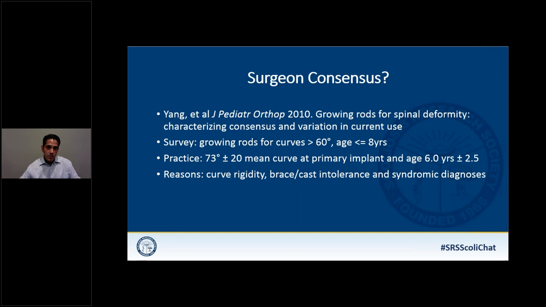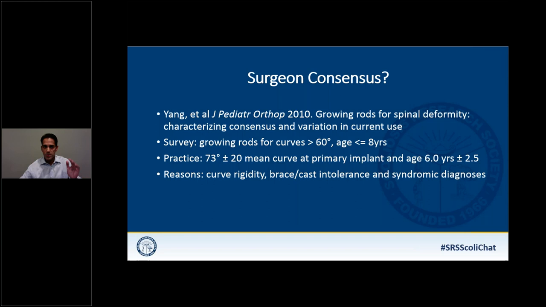But if you look in the database, the average age at first implantation was younger than that, and the curves were bigger than that. And so sometimes we don't get to choose, but the condition chooses for us when casting or bracing fails, or these curves are quite progressive and are going to turn into something that's going to be much more challenging if we attempt to tackle that later. The most frequent reasons to go from casting or bracing to growing rods were curve rigidity, inability to tolerate the cast or the brace, or a syndromic diagnosis that might make the patient more kyphotic or stooped over.